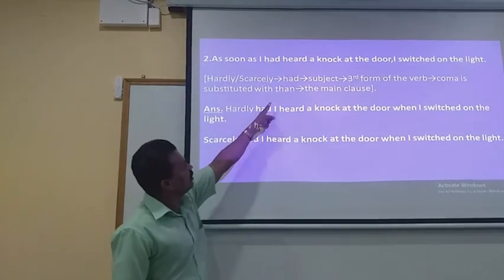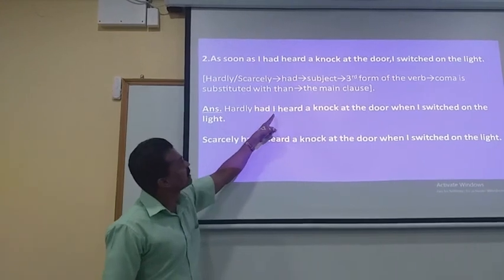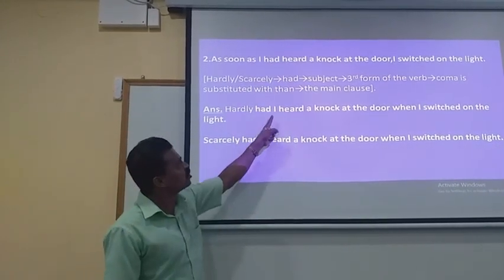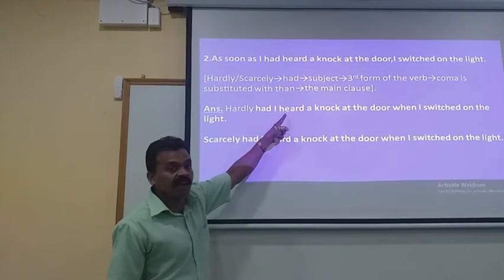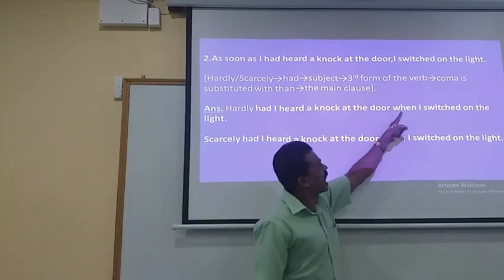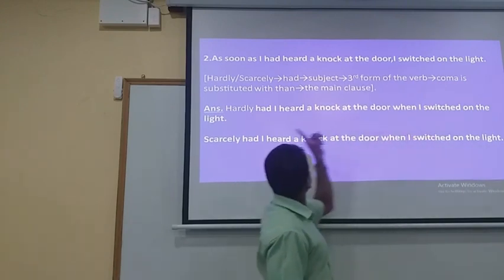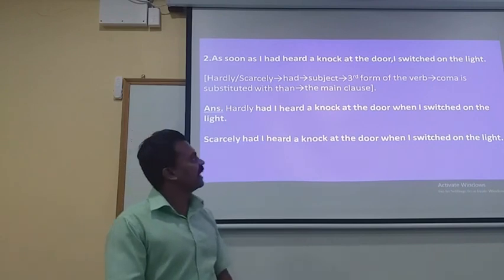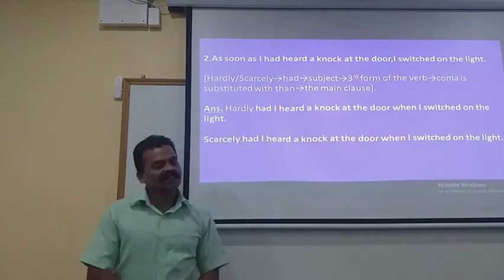Immediately after hardly, we know that we have to make use of had. After that is the subject. The subject here is I. As soon as I had heard, I is the subject, so place I. Then after that the third form of the verb, here heard, had a knock at the door. The comma is removed, and it is substituted with the word when, I switched on the light. Once again the answer is: hardly had I heard a knock at the door when I switched on the light.